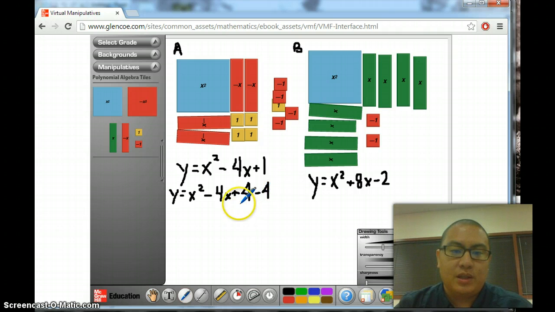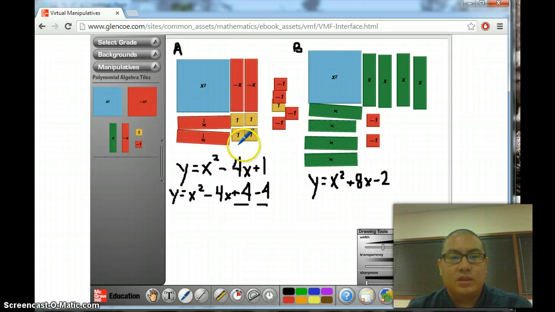This is the part we really need to pay attention to. We know that we have 4 x's, and the trick to figure out how many singles we need is to take half of it and then square it. So negative 4, take half, that's negative 2. Negative 2 squared is positive 4. That's why I added 4, but I can't just add 4 out of nowhere. I have to subtract 4 as well. And don't forget about the plus 1. Okay, so now I know that I have a square and some extra parts.